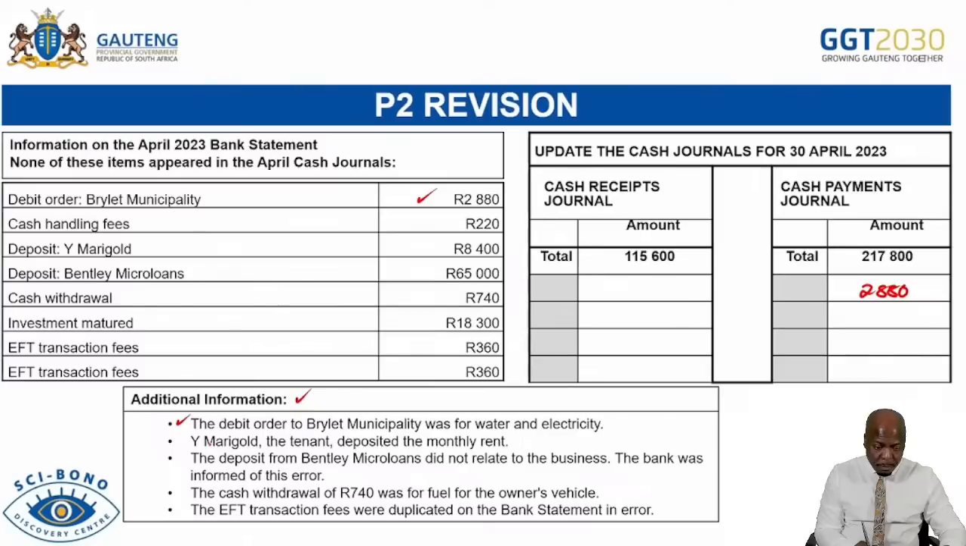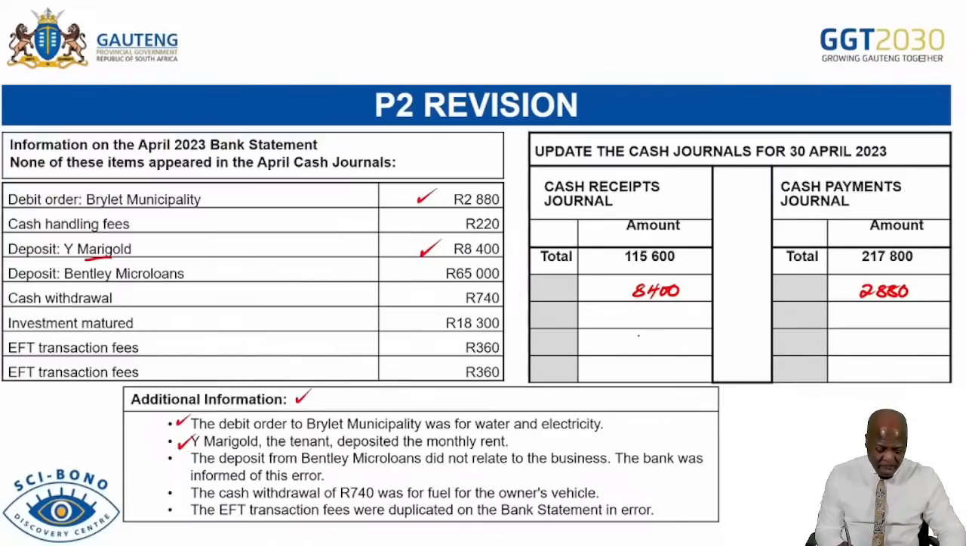The next one. Why Marigold, the tenant, deposited the monthly rent. Okay, so we can see here that we have the transaction and it speaks to this one, the 8,400. So once we have an amount that was deposited directly into the business bank account and now we are seeing it on the statement, we must record it in the journals, and in this case in the CRJ, and the amount is 8,400.